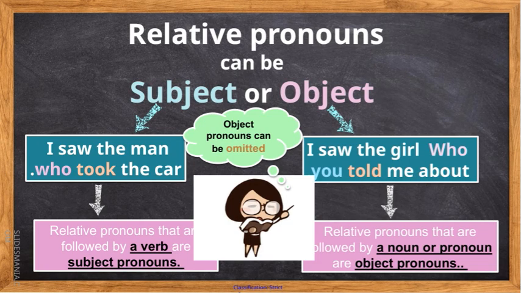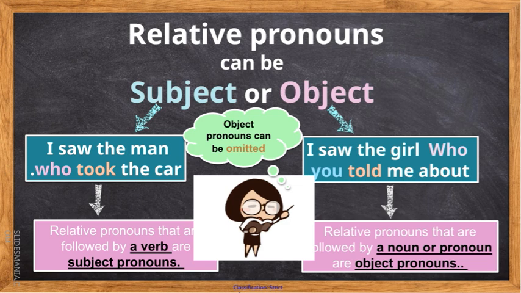Sometimes, object pronouns can be omitted if they are understood in the context. When it comes to relative pronouns, it depends on what follows them. If a relative pronoun is followed by a noun or pronoun, it functions as an object pronoun. For example, in the sentence, I saw the girl who you told me about. The who refers to the girl, and it acts as the object of the verb told.